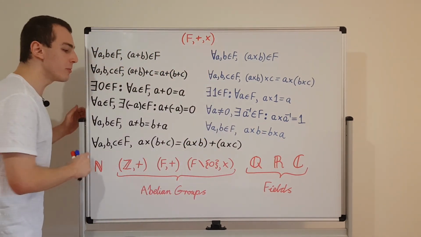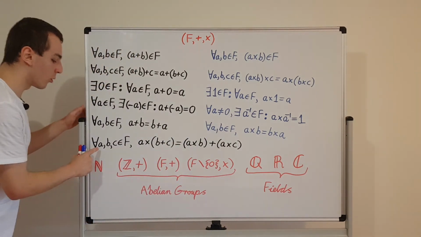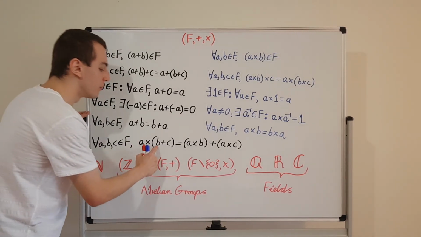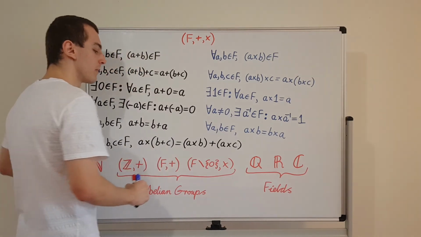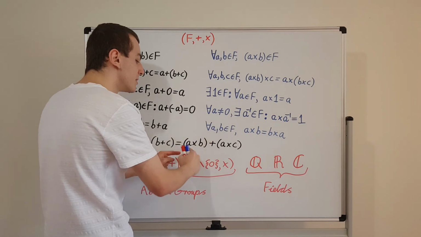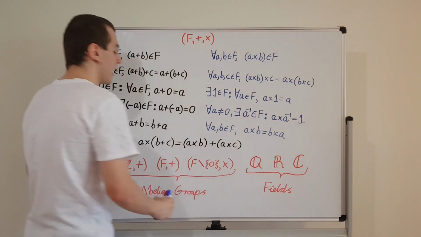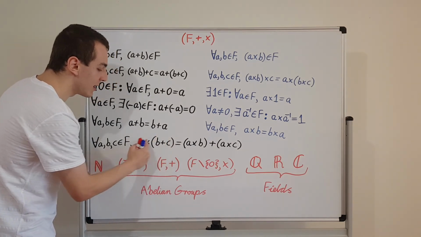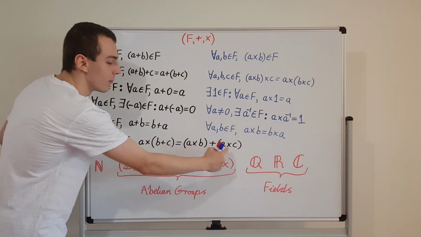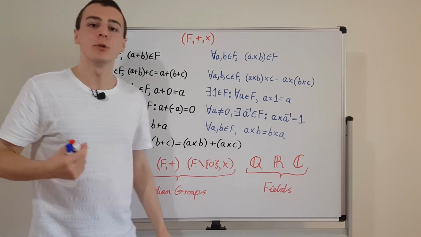And finally, the distributive property, which links together the two operations of addition and multiplication. For all A, B, and C in the field, A times the sum of B plus C is equal to A times B plus A times C. So over here we have A times B and A times C evaluated first, and then we take the sum. And on this side, we take the sum first, and then we multiply by A. You can think of this as distributing the A over to both B and C. That is why this is known as the distributive property or distributivity.